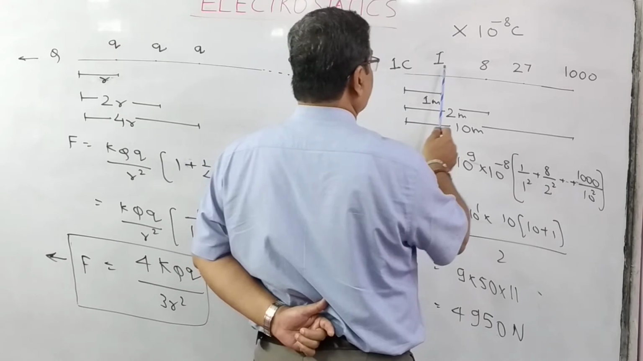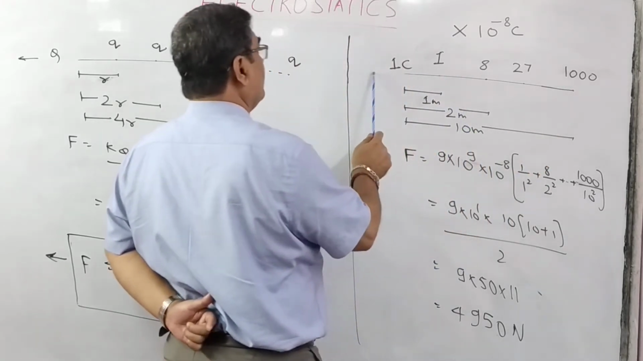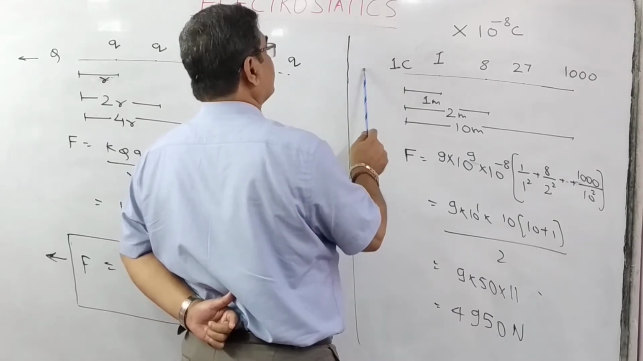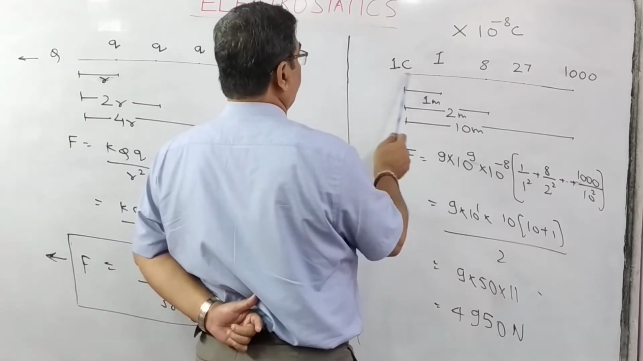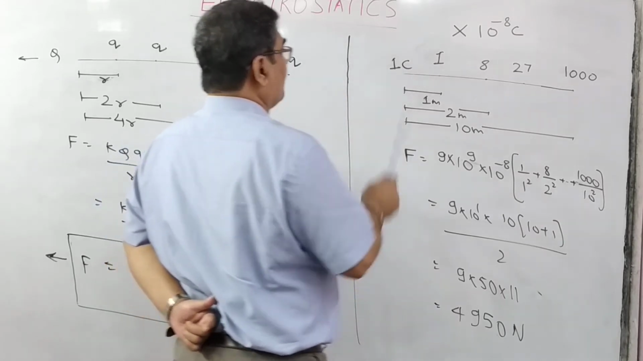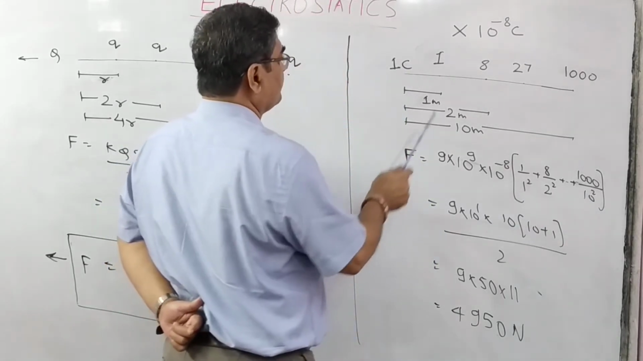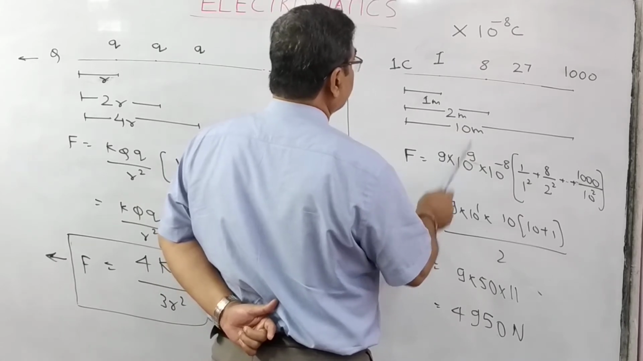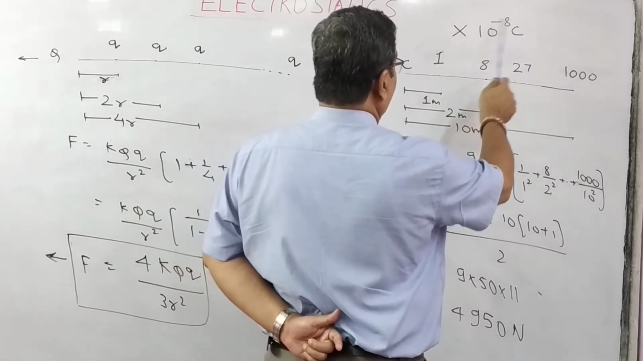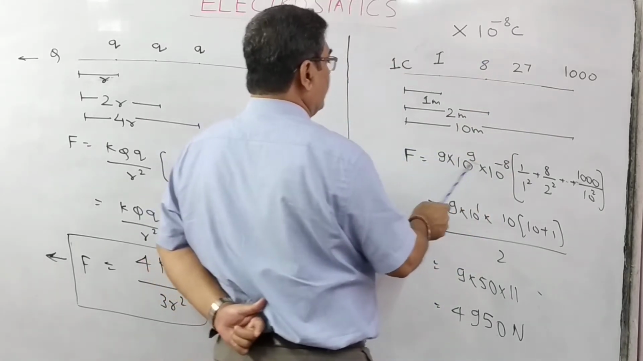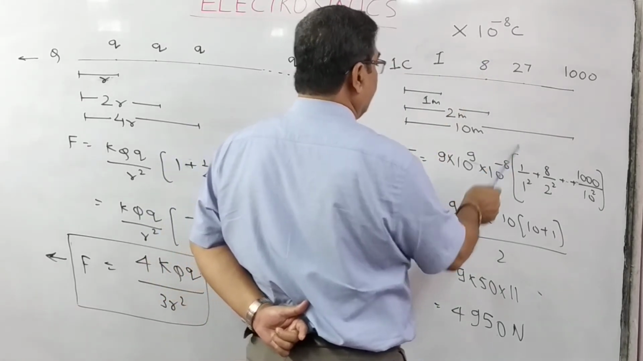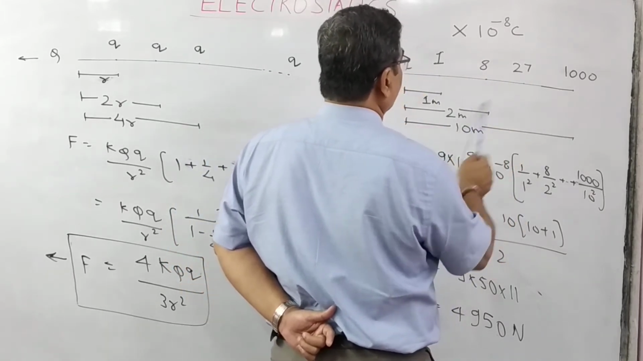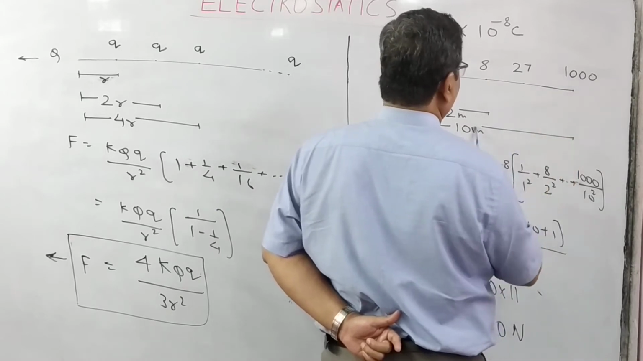Since the electrostatic force due to all the charges will come in this direction, we can directly add up in a scalar way. Okay, because all the forces are acting in the same direction, all the forces will become additive in nature. So what is the total force? This is K Q1 Q2 per R square. Okay, this is 9 into 10 power 9. We have taken 10 power minus 8 coulomb common. Okay, 9 into 10 power 9 into 1 into 10 power minus 8, and in bracket 1 upon 1 square plus 8 upon 2 square plus 27 upon 3 square, and in a similar way 1000 upon 10 square.